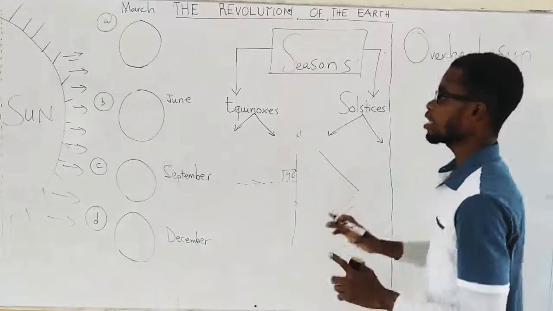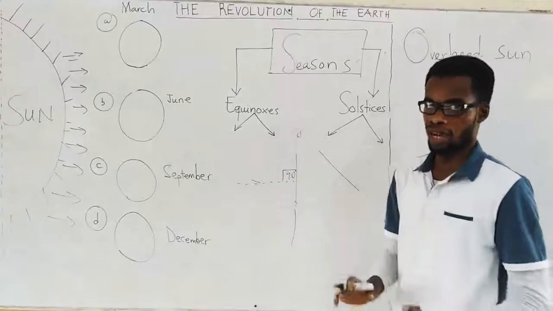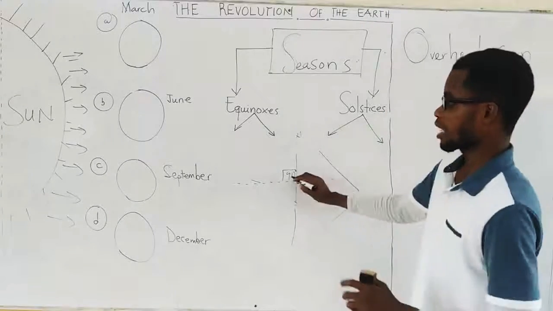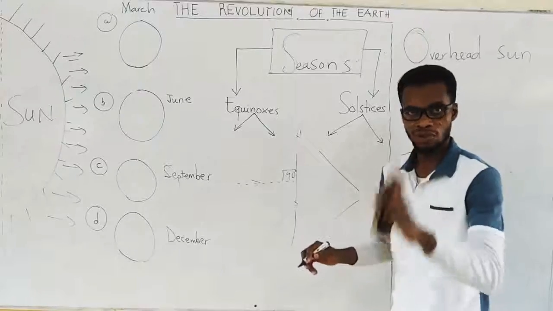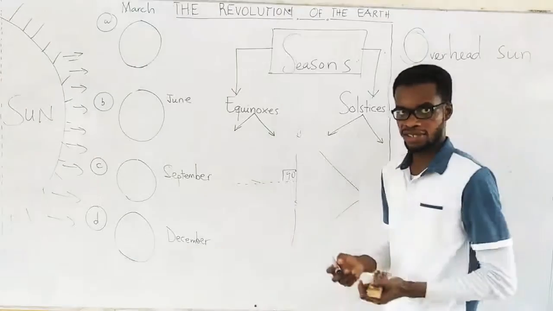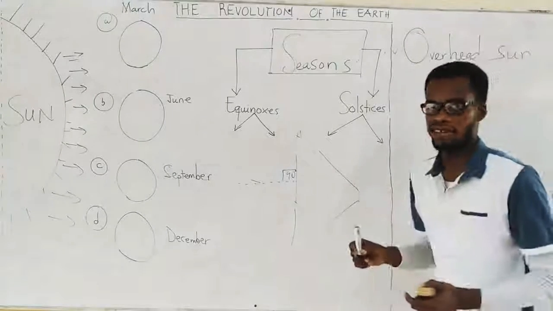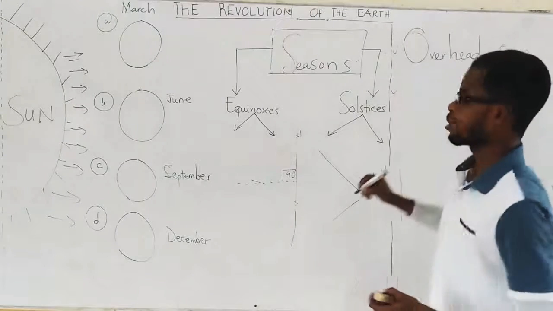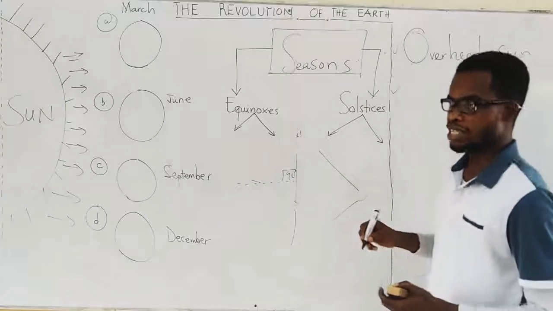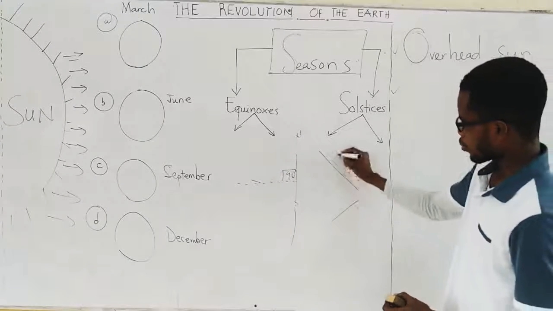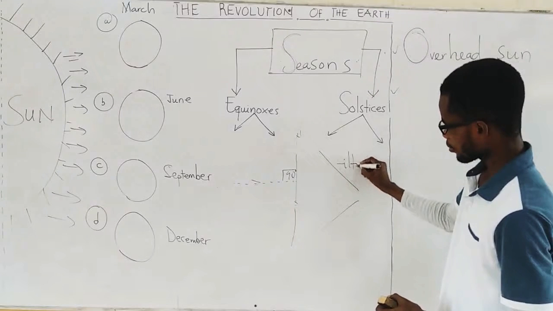Okay, so the overhead sun is on top of the equator, and at that point in the year, it forms an angle of 90 degrees. Take note of this for objective questions. Good. So we know what is the overhead sun. Another technical term we should also take note of is the inclination of the earth axis. So this is called tilting.